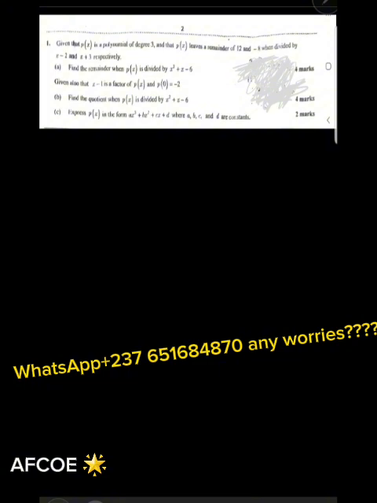Given that x minus 1 is a factor of p of x and p of 0 equals negative 2, find the quotient of p of x when it is divided by x squared plus x minus 6. Express p of x in the form ax cubed plus bx squared plus cx plus d. Voila, this is a very nice question.